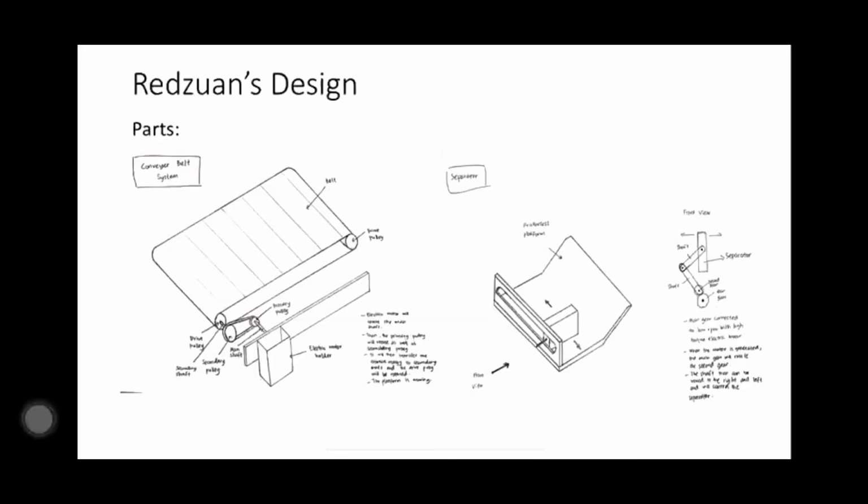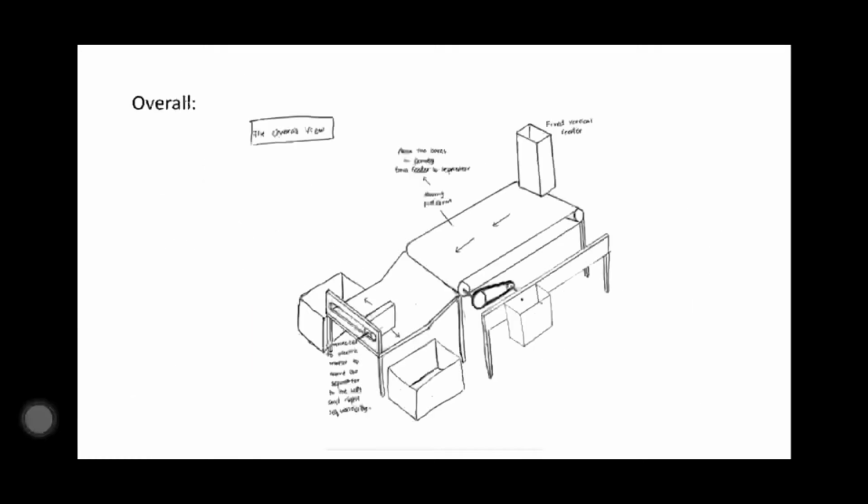The next design is Redzuan's design. There are two parts, the conveyor belt and the separator. For the conveyor belt system, a main shaft is connected to the electric motor. When the electric motor is activated, it will rotate the main shaft. Then the main shaft will rotate the primary pulley as well as the secondary pulley. It will then transfer the rotation energy from the secondary pulley to the secondary shaft. It will make the drive pulley rotate as well, and finally the platform will move.